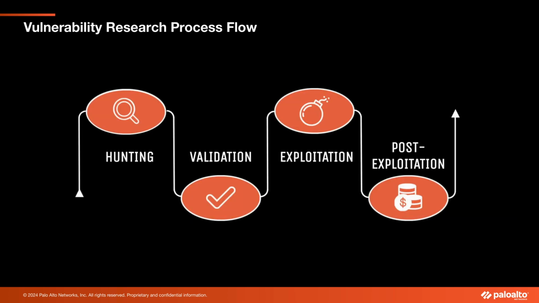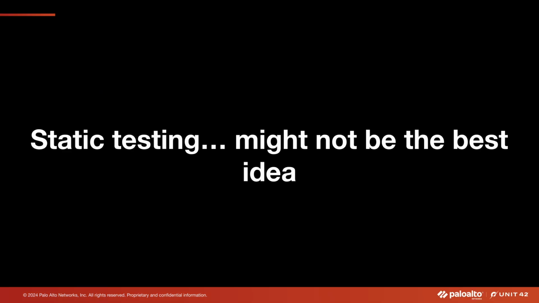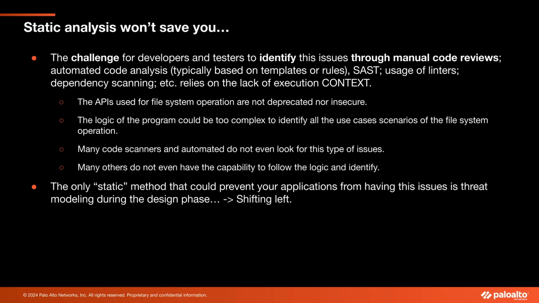And yeah, so how do we find these kinds of vulnerabilities? What is the typical research process flow for this? First, we need to hunt for it: look for any potential software that has this vulnerability. So how do we do that? Static testing, something like looking into the binary and reverse engineering how it works, might not be the best idea for this kind of vulnerability, because how do we exactly determine it? That could take a lot of time and wasted effort. And manual code reviews, automated code analysis, it's definitely not worth going through all that hassle for this vulnerability.